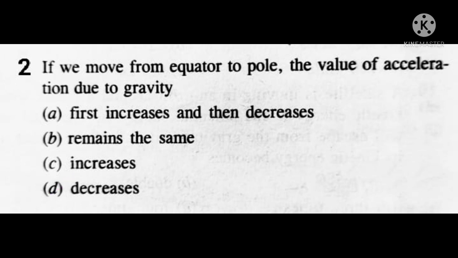We know that when we move from equator to pole, the acceleration due to gravity increases. So here C is the correct option. If we move from equator to pole, the value of acceleration due to gravity increases.